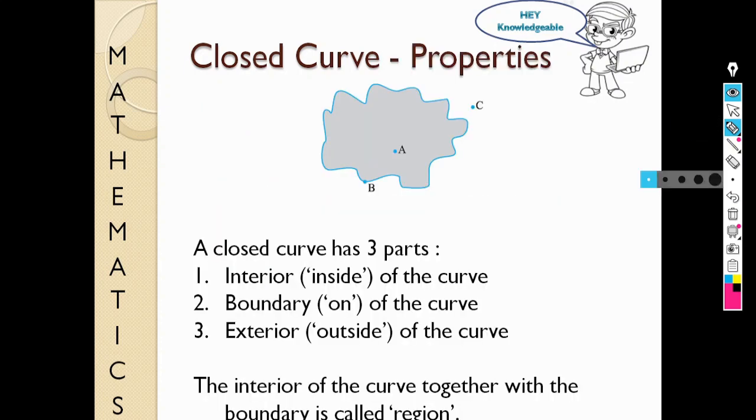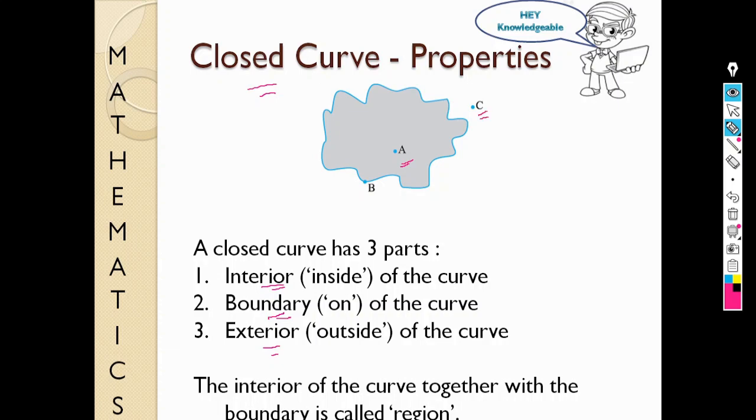So let's see the properties of a closed curve. A closed curve has three parts. The first is the interior. If you see, point A is inside the curve, so it is interior. Point B is on the boundary, that is, on the curve. And there is an exterior, which is outside of the curve. Point C is outside the curve.